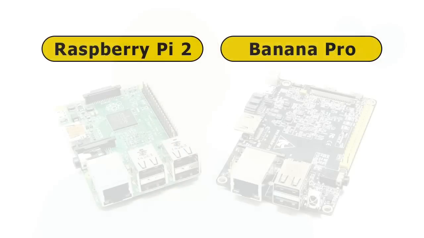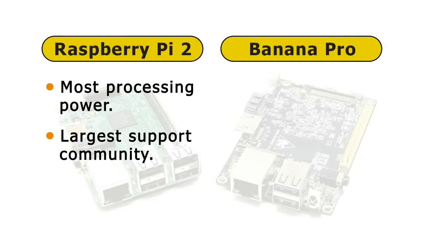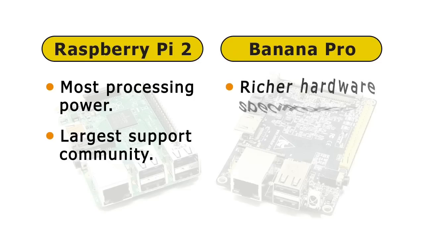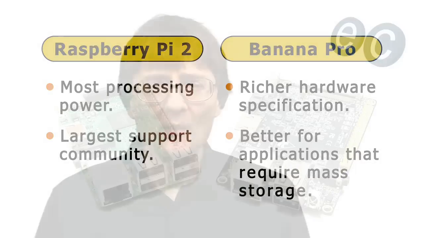The Raspberry Pi 2 and the Banana Pro are both great single-board computers. The Raspberry Pi 2 has the most processing power and also the largest support community. On the other hand, the Banana Pro offers a richer hardware specification, most notably including its SATA port, so making it better for applications that require mass storage. During 2015, I'll be making more video projects for both the Raspberry Pi 2 and the Banana Pro.